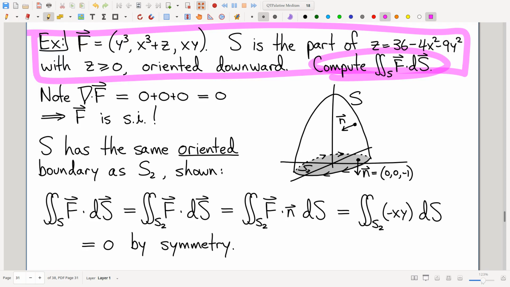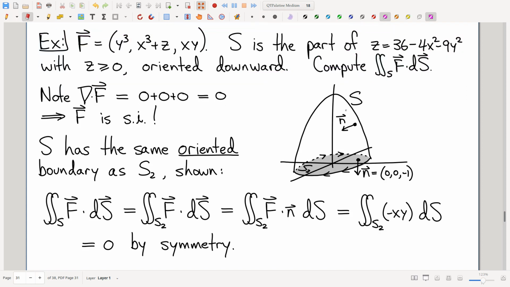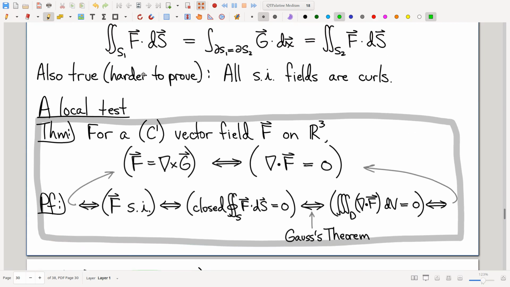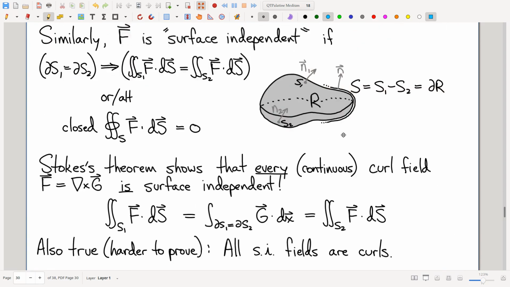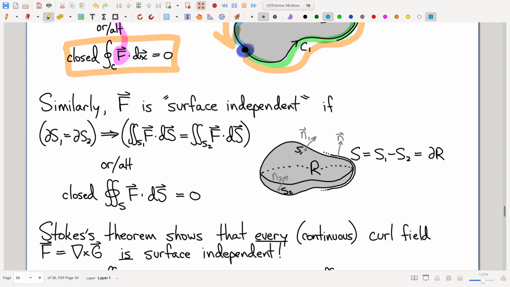But here's a better way to do it, in this case anyway. Let's entertain this vector field, and let's see what we can conclude about it, keeping in mind this result up here. If you would like to know whether your vector field is surface independent, compute the divergence, see if you get 0. And you take the divergence, you get 0. Yes, you've got a surface independent vector field. And as this says, if you want to compute this integral, okay, throw it away. Compute a different integral instead, just making sure that your two surfaces have the same boundary.